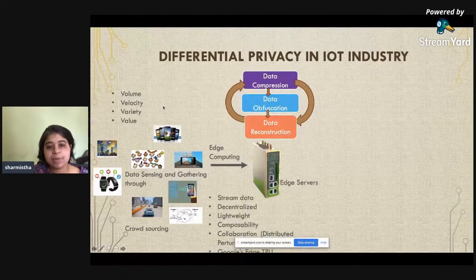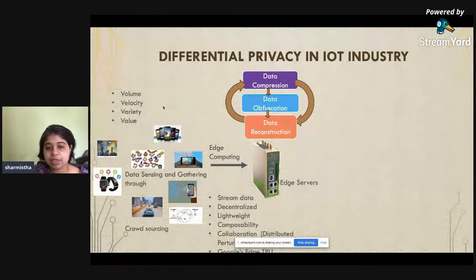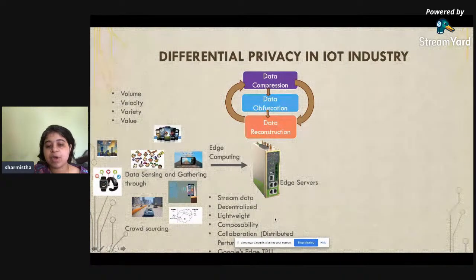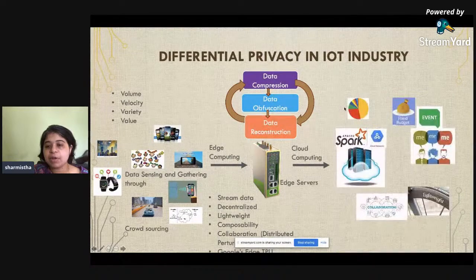Once you get that zip data, you aggregate it, and we add obfuscation techniques. We have talked about obfuscation techniques. We integrate data at the edge servers, the servers deployed close to the IoT devices. Let's use edge computing here. And then we have the Google TPUs, which is a decentralized, lightweight mechanism. We can have individual edge servers and stream the data. It is lightweight, and we have to have composability so that we can aggregate and integrate the data, adding perturbation.